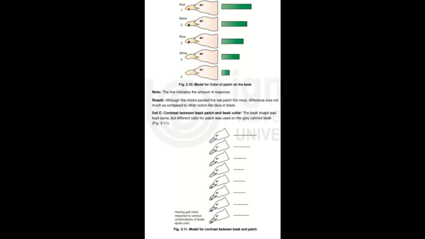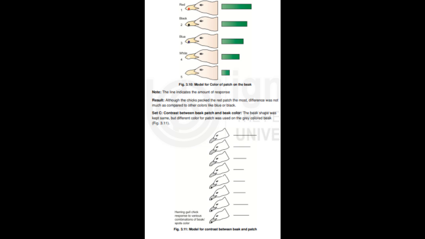The rest of the shapes varied between broad to elongated ones. Fig. 3.9. Model for shape of the beak. Note, the line indicates the amount of response. Result, chicks pecked the elongated beaks far more than the broader ones. In case of the thinnest model, the response from chicks was almost double as compared to the control one.